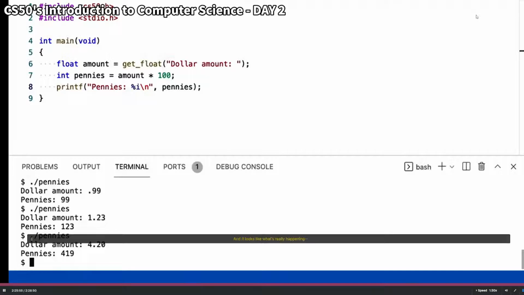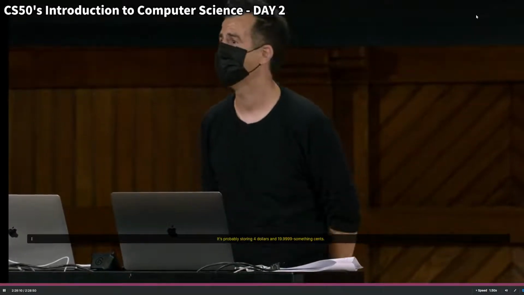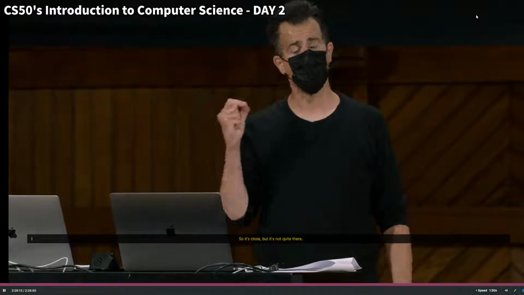And it looks like what's really happening, if I print it out using the %f with a 0.50 or whatever to see more decimal points, is that presumably the computer is struggling to represent $4.20 precisely. It's probably storing $4.19999-something cents. So it's close, but it's not quite there.